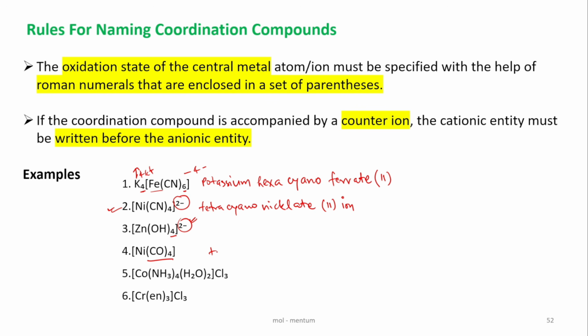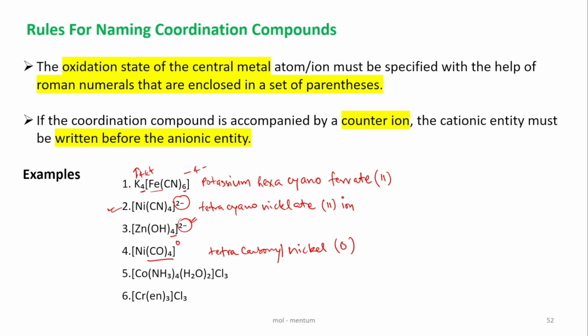Carbonyl is a neutral ligand. This will be simple: tetracarbonyl. Now this carbonyl is neutral, so the charge is also 0. No charge, so no change in the name. So you will write tetracarbonylnickel only. If it would have been negative, then you would have to write nickelate. It is 0, so you will write tetracarbonylnickel. Again, the oxidation number is 0, no charge. So tetracarbonylnickel(0) directly.